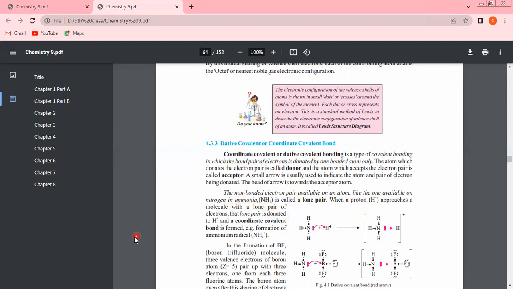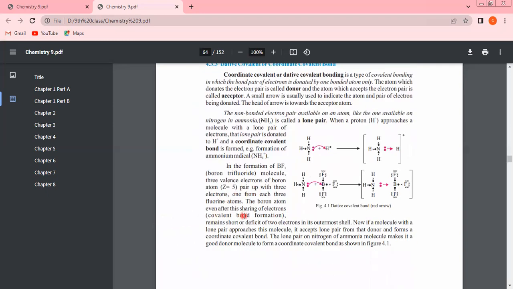When a proton approaches a molecule with a lone pair of electrons, the lone pair is shared with H+ and a coordinate covalent bond is formed, for example, formation of the ammonium radical. In the formation of boron trifluoride molecules, three valence electrons of the boron atom, that is 5, pair up with three electrons, one from each of the three fluorine atoms. The boron atom, even after this sharing of electrons in covalent bond formation, remains short or deficient of two electrons in its outermost shell. Now, if a molecule with a lone pair approaches this molecule, it accepts the lone pair from that donor and forms a coordinate covalent bond.